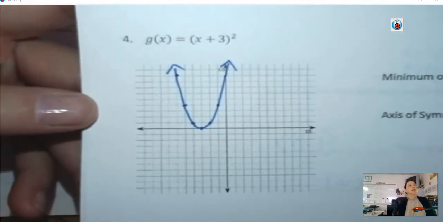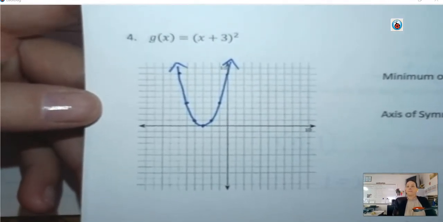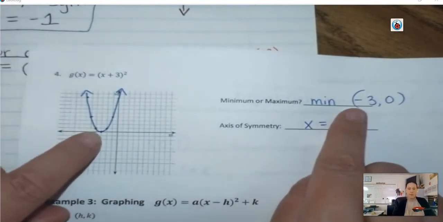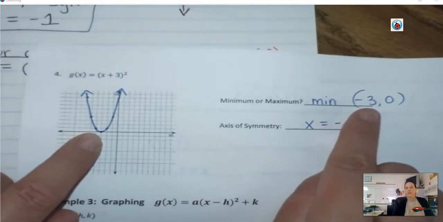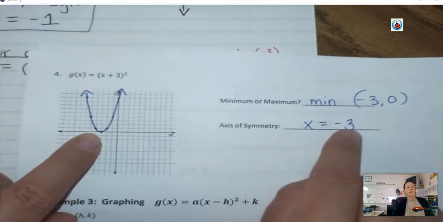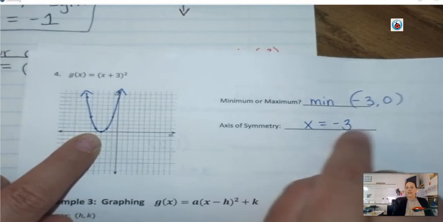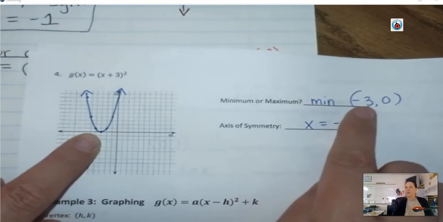It looks like this. And then the minimum value, because it's the bottom of the parabola, is negative 3, 0. And the axis of symmetry is x is negative 3. It's always x is, and it's whatever the x value is from the vertex.